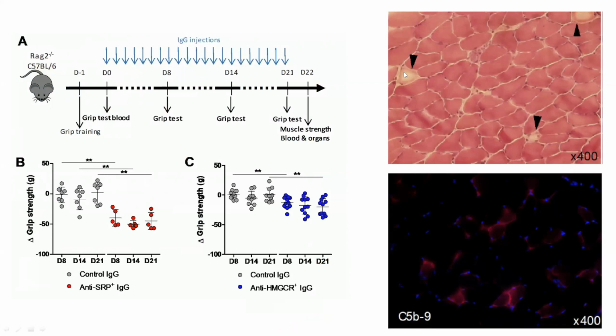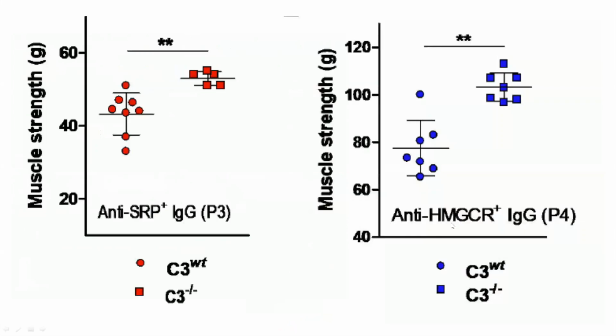Once again, you can observe some necrotic fibers and also some deposits of complement C5b9 on the muscle fibers of the mice. And finally, if we did the same experiments in mice with complement or mice without complement, deficient for the complement system, then you restore the strength of the mice if they don't have any complement system, even if you inject anti-SRP or anti-HMGCR.